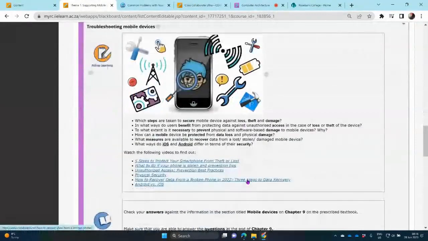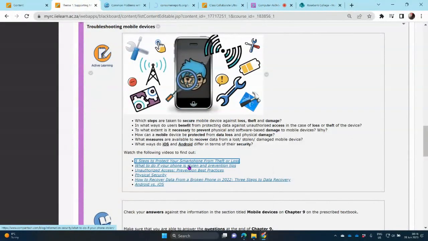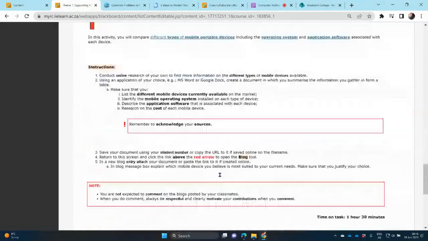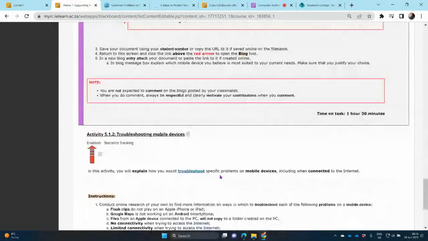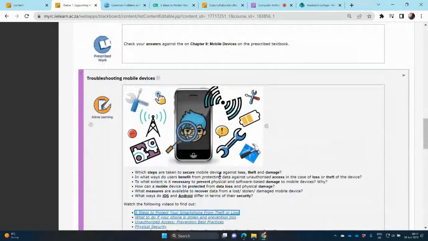Then troubleshooting of mobile devices. They also give us additional articles here. 5 steps to protect your smartphone from theft or loss. What to do if your phone is stolen. Prevention tips, unauthorized access, physical security. They give us a number of articles there as well. So now this familiarizes myself with the content that's available on Learn.